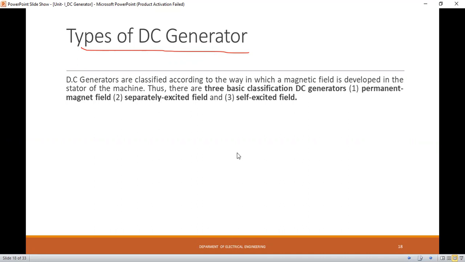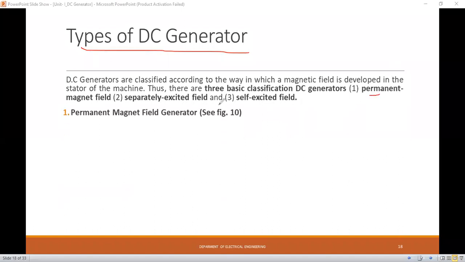So thus, there are three basic classifications of DC generator. According to this, there are three types of DC generator, or it may be DC machine. So the first one is nothing but the permanent magnet type of field.